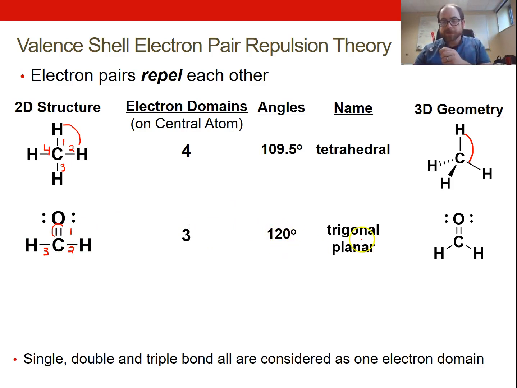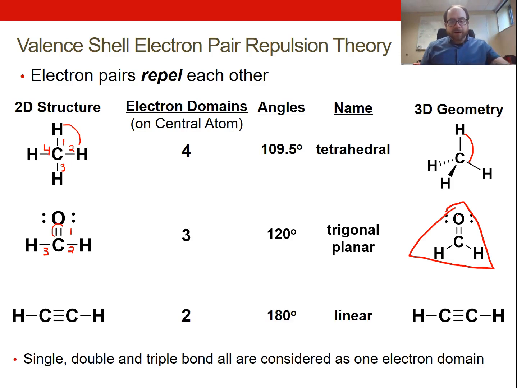The reason we call it trigonal planar is that we can see a triangle that exists between my oxygen, hydrogen, and carbon. In my very poor drawing here, I've drawn a triangle. If I orient the molecule here, we'll notice that all of my atoms exist in the same plane. If I orient them in this direction, I create a triangle. That's why it's called trigonal planar.